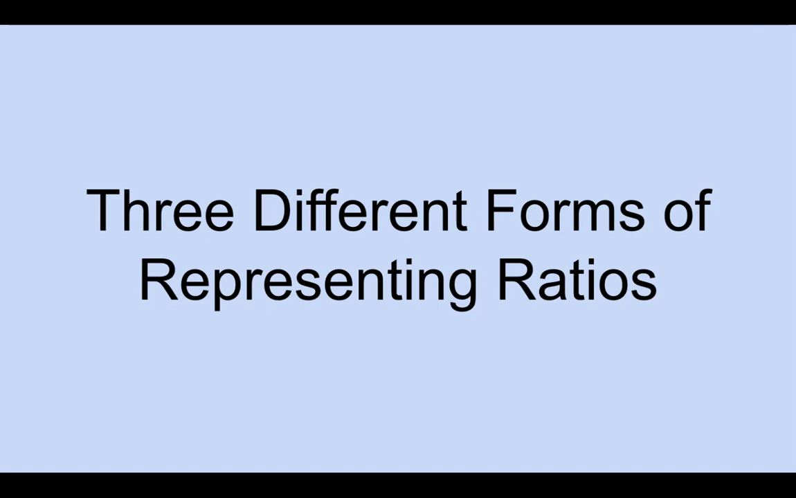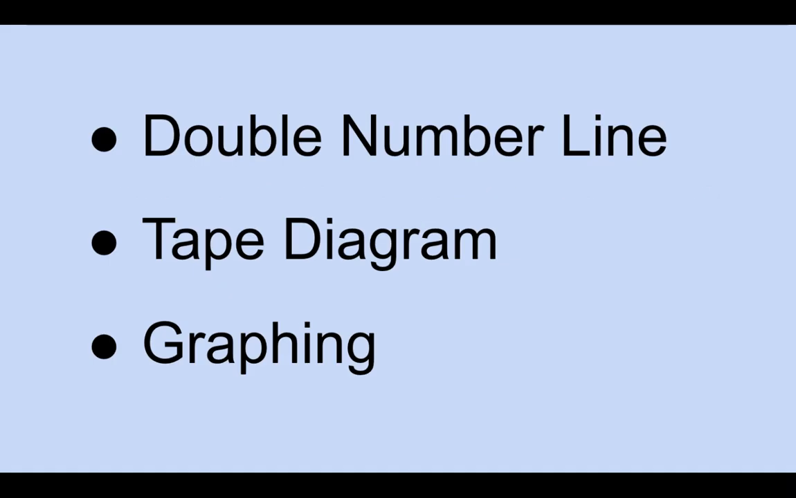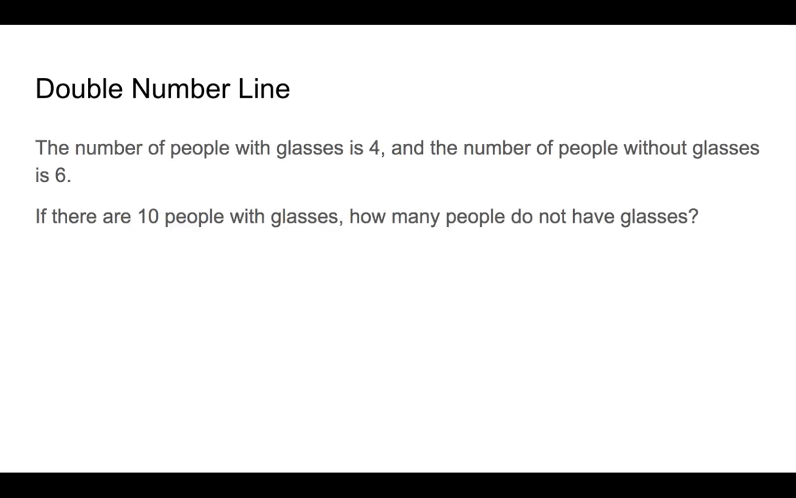Hi, mathletes. Today we're going to look at three different forms of representing ratios. And the three are the double number line, the tape diagram, and graphing. These are three visual ways of representing ratios. Let's start with the double number line.